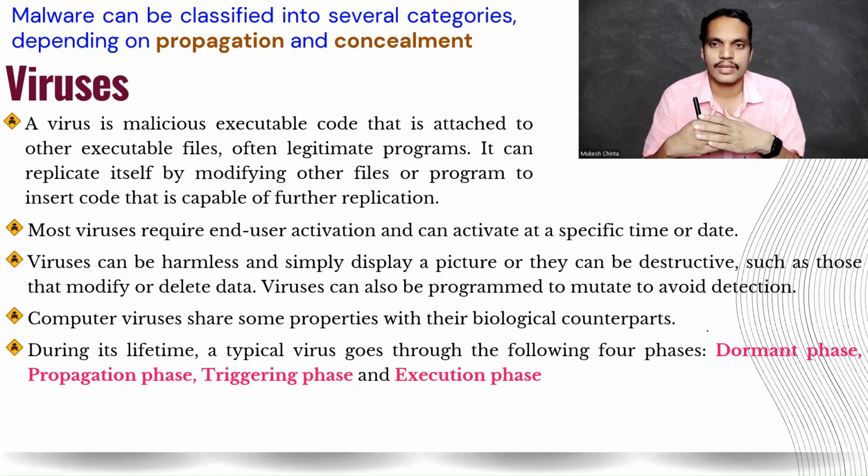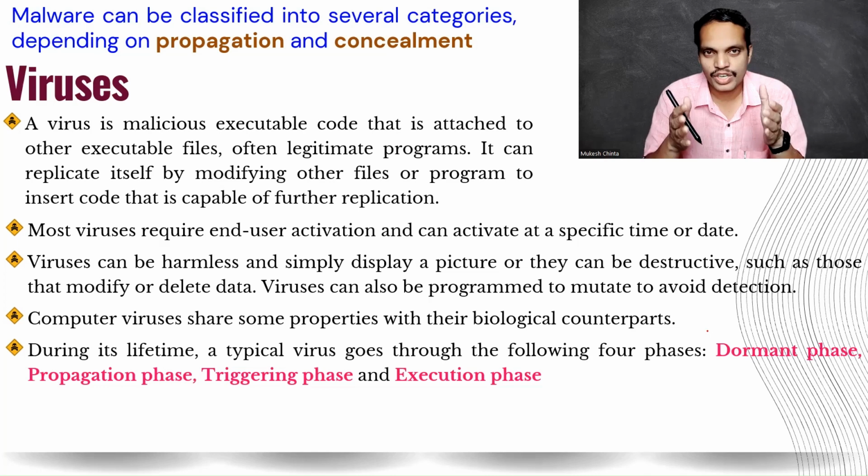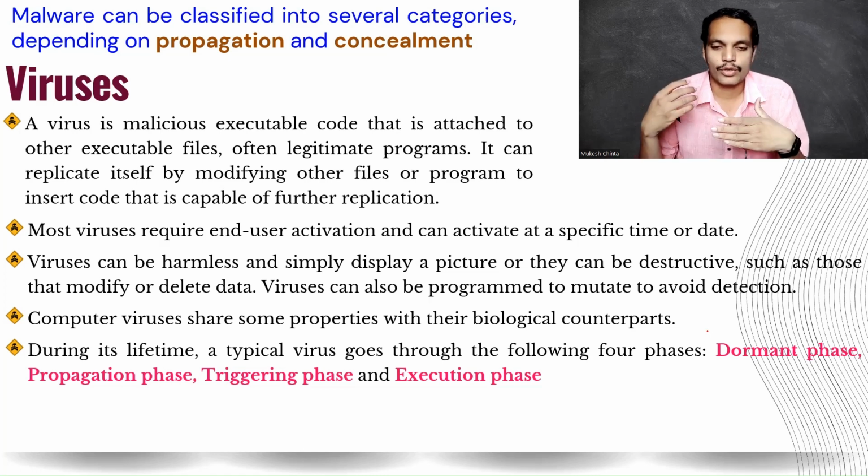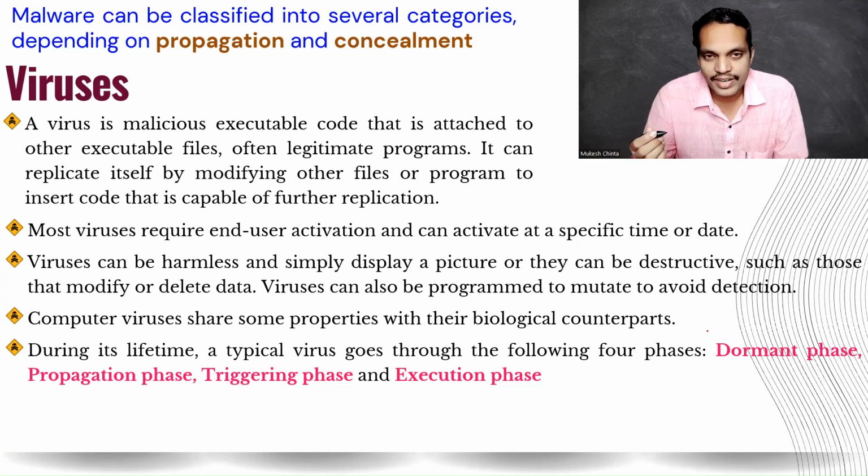The third one is called the triggering phase. The triggering phase is where some action is done which will activate the virus to start doing its intended action. Whatever function the virus is designed to do, it starts performing in the triggering phase. There will be some kind of event, maybe a user executing a file or downloading something or clicking on a link, that kind of thing.